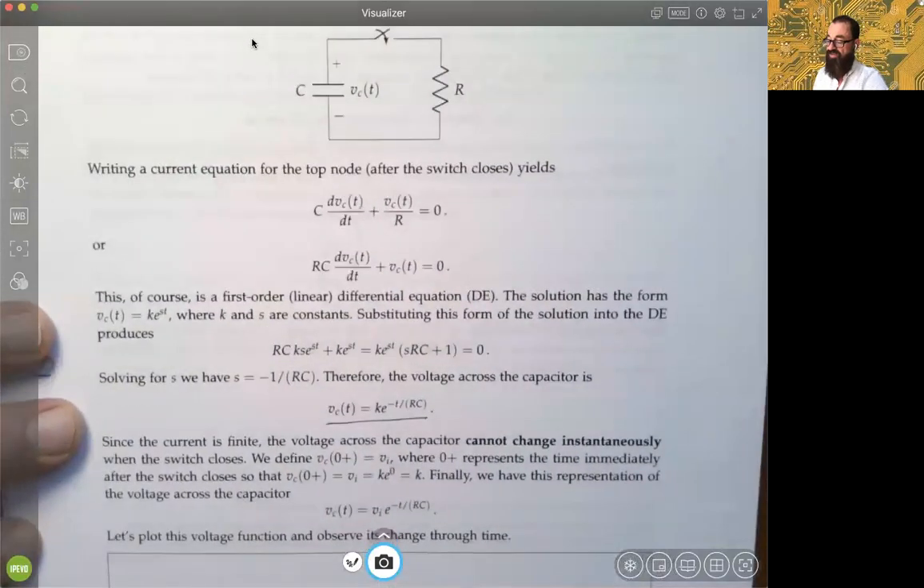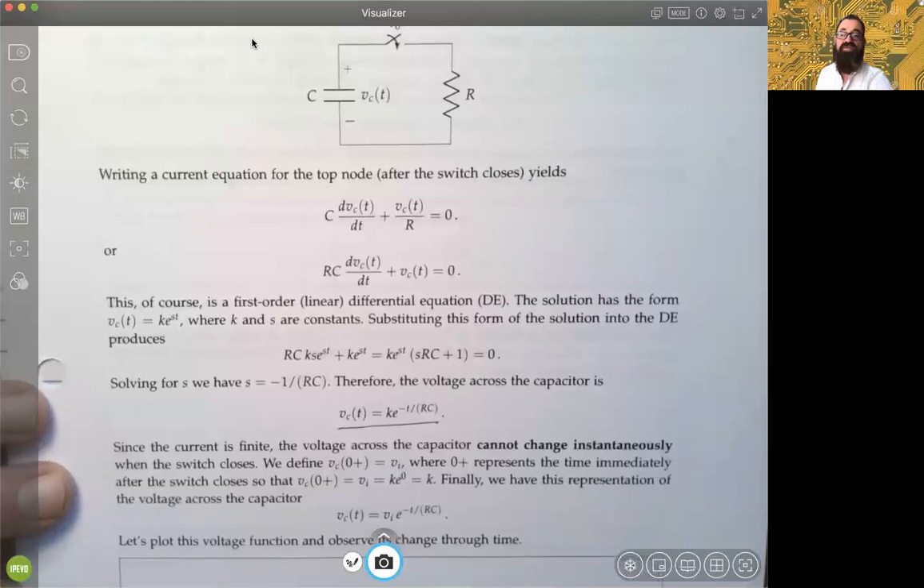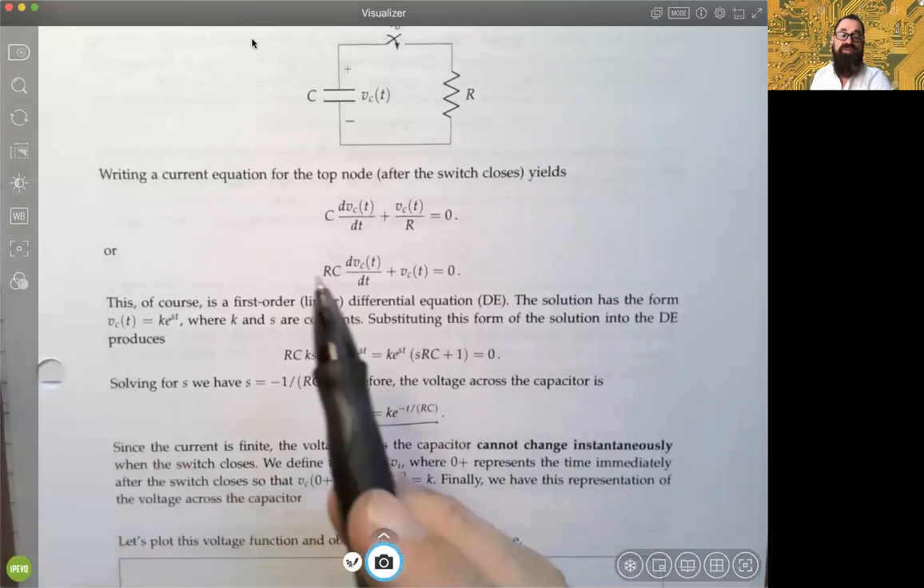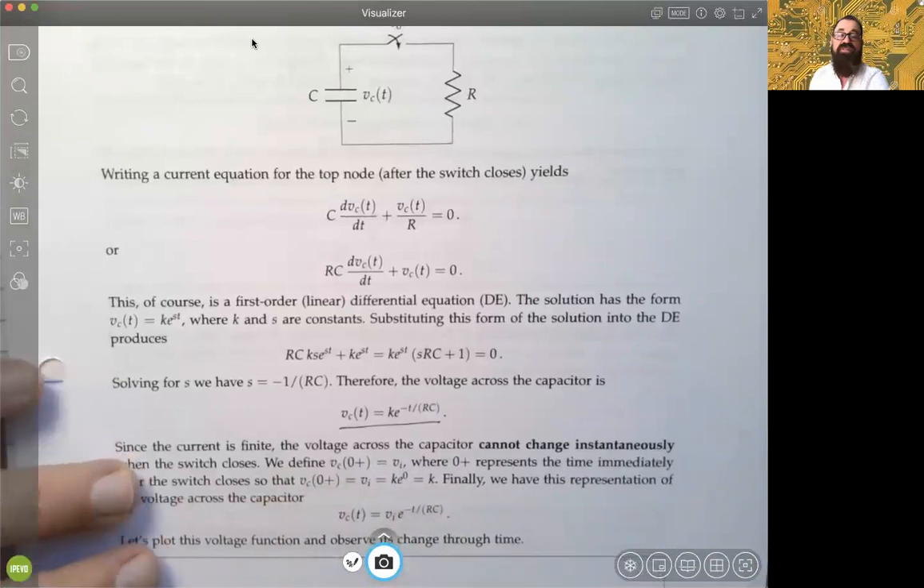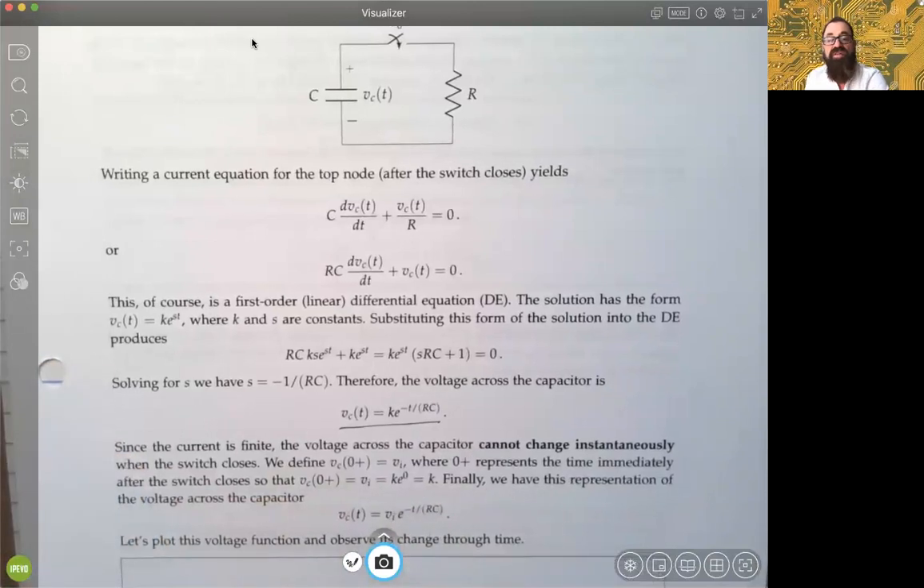So since current is finite and the voltage across the capacitor cannot change instantaneously when the switch closes, we will define the initial voltage this way, so that just right after the switch closes, that's what the 0+ is indicating there, that voltage is this initial amount, V sub I. It represents the time, again, 0+, immediately after the switch closes.